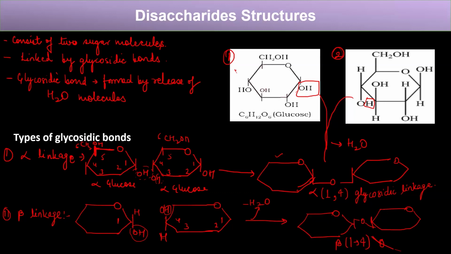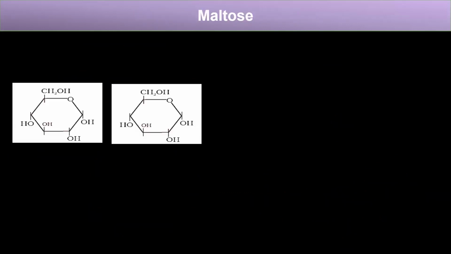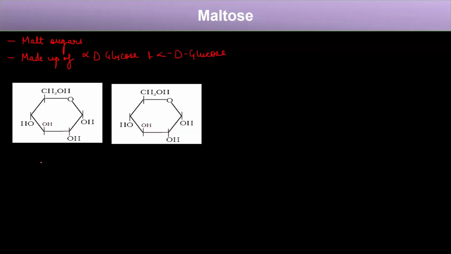Okay, so this is disaccharide structure. The first disaccharide that we will study is maltose. Where is maltose present? It is present in malt sugars. And what is it made up of? Maltose is made up of alpha D glucose and alpha D glucose. Two alpha D glucose molecules together make maltose. So the structure that we are seeing here is alpha D glucose, and the second is also alpha D glucose.